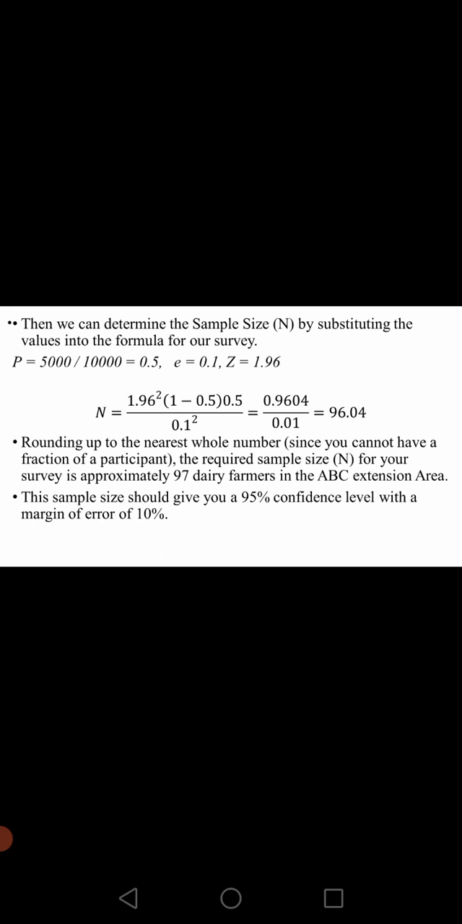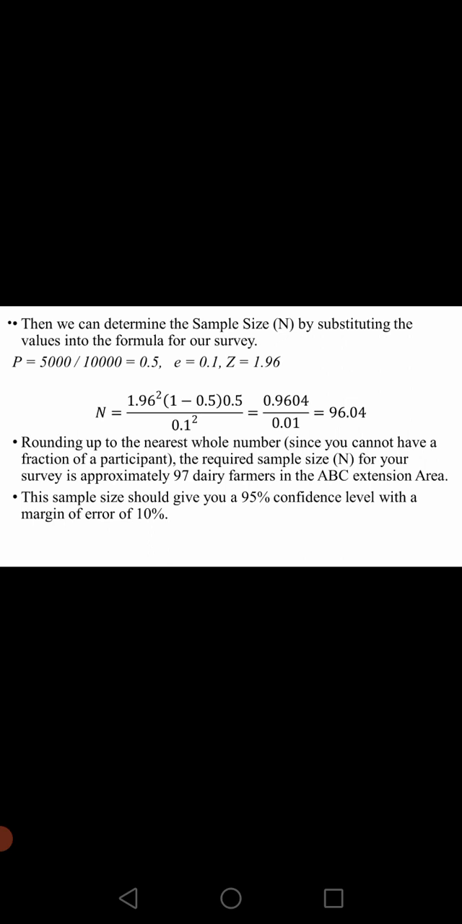Now, if you divide this, it will give you the value of N, which is 96.04. Now, we need to round up the figure to the nearest whole number. We cannot have a fraction of a participant. So the required sample for the survey can be approximately 97, right? Because we have 0.04 of a certain figure. So let's take 97 dairy farmers in the ABC extension area. Can you see how simple it is?